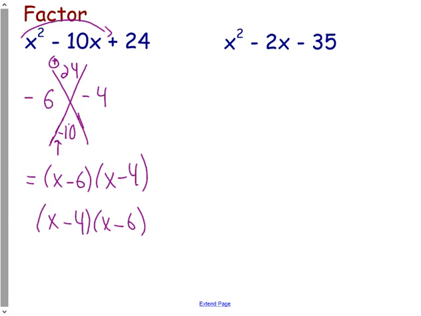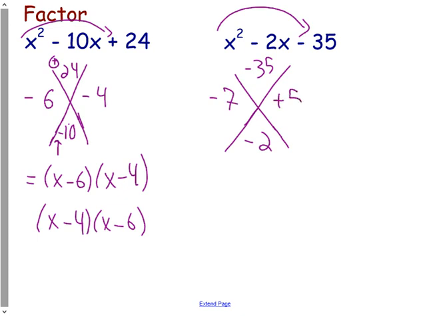Next one. 1 times minus 35 is minus 35. Add to equal minus 2. And I get minus 7 plus 5. Right? Negative up top means it's negative. Larger one's going to be negative. And it matches x minus 7 times x plus 5.